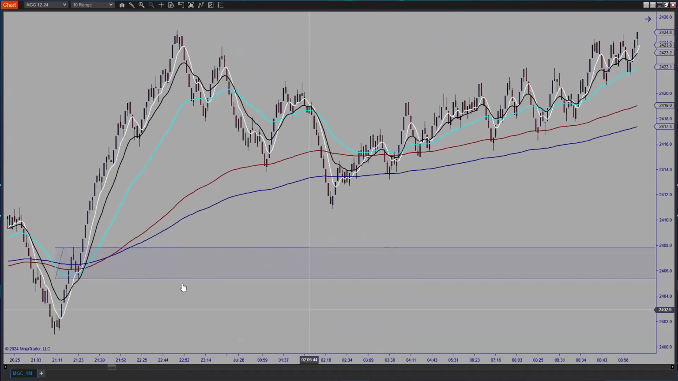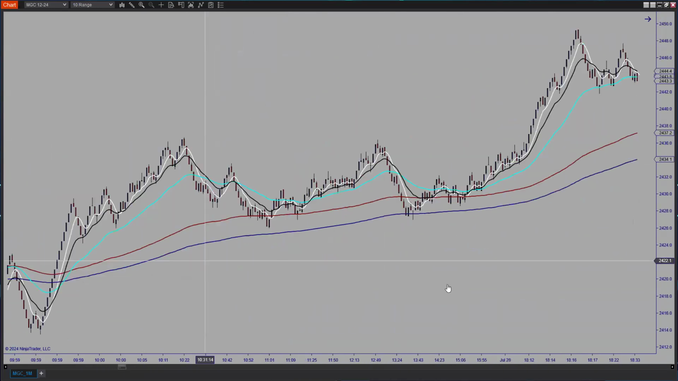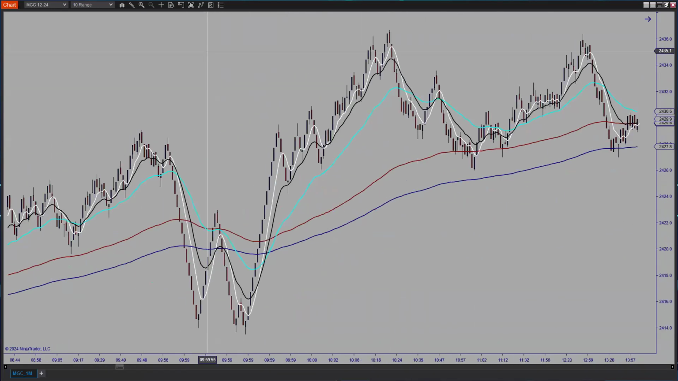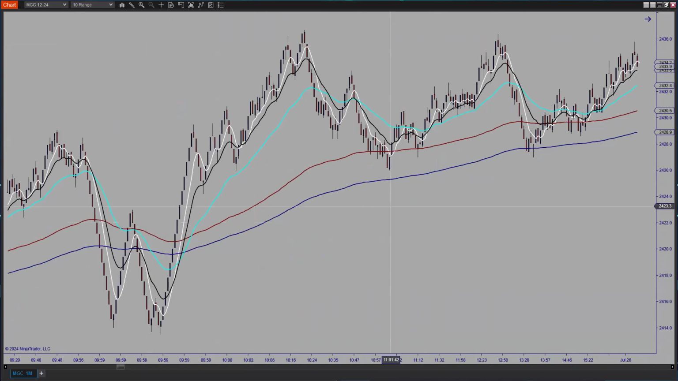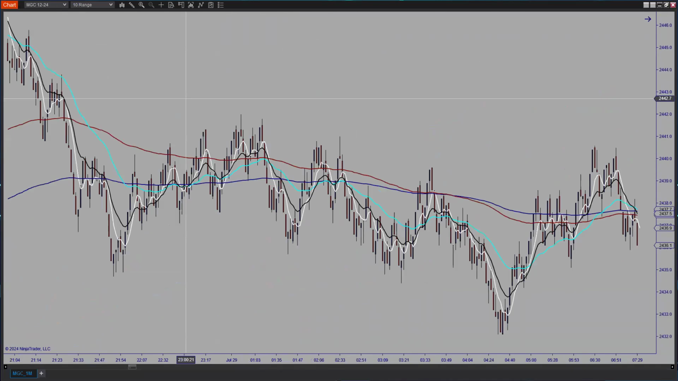So this would be valid throughout one day of trading, and it didn't trigger. So what do we do? Delete it, get rid of it. Go to the next day, next day, next day, next day, right here.